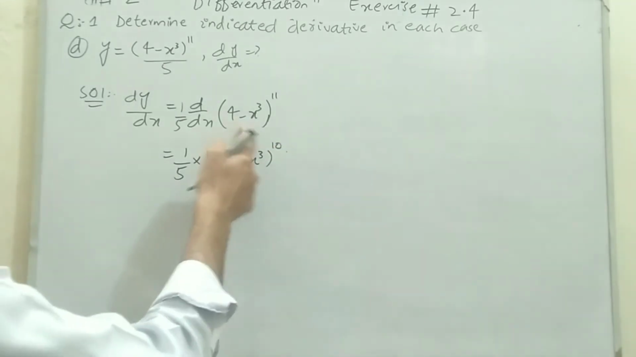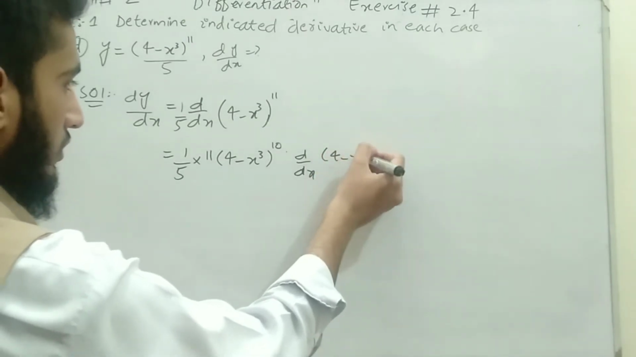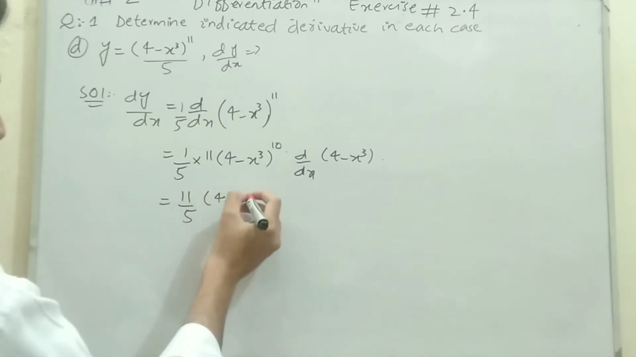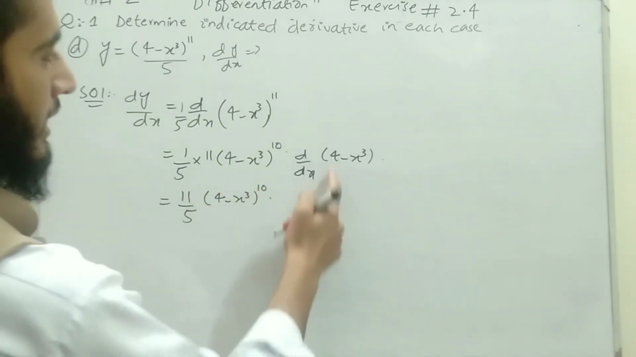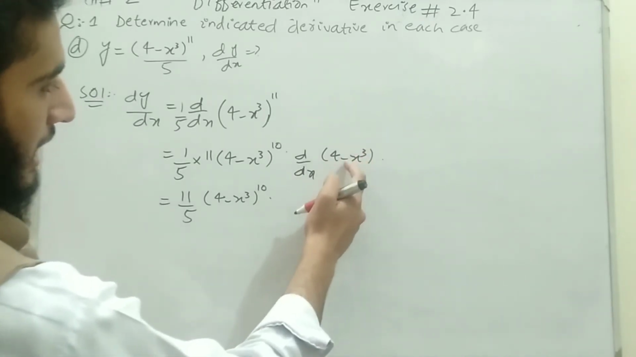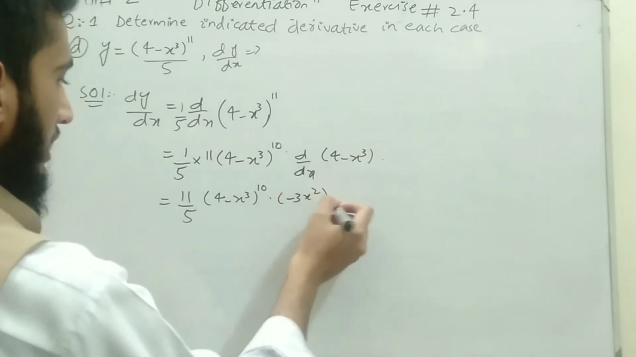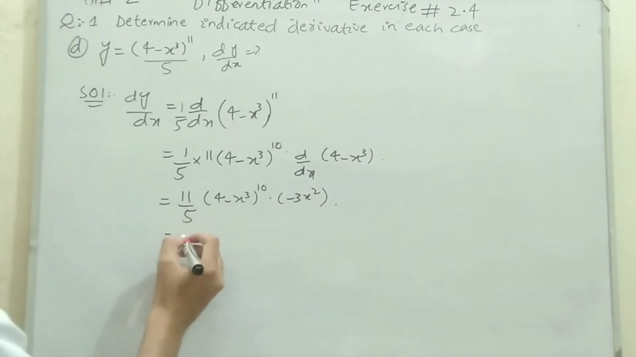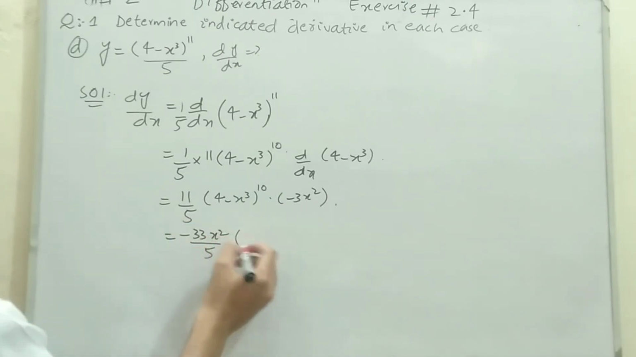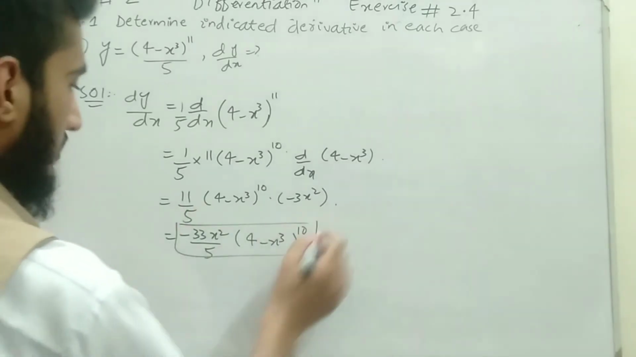Again differentiate this inner function, so d by dx of the inner function which is 4 minus x cube. So it becomes 11 divided by 5 multiplied by (4 minus x cube) whole raised to power 10. Here the derivative of 4 is a constant, derivative is 0, and here the generalized power rule will be used, so 3 comes to the front and subtract 1 in the power, it becomes minus 3x square. So by simplification minus 3 multiplied by 11 gives us a value minus 33x square divided by 5 and multiplied by (4 minus x cube) whole raised to power 10. This is the required derivative.